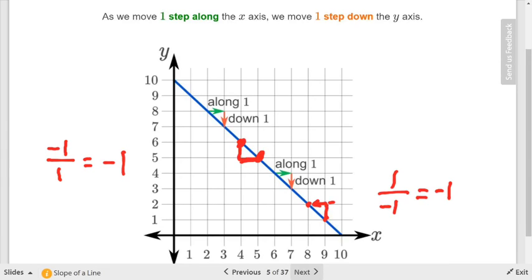So no matter where you count, as long as you're doing it as rise over run, it doesn't matter which side. If you count up and left or down and right, you're still going to get the right number. Looks good?